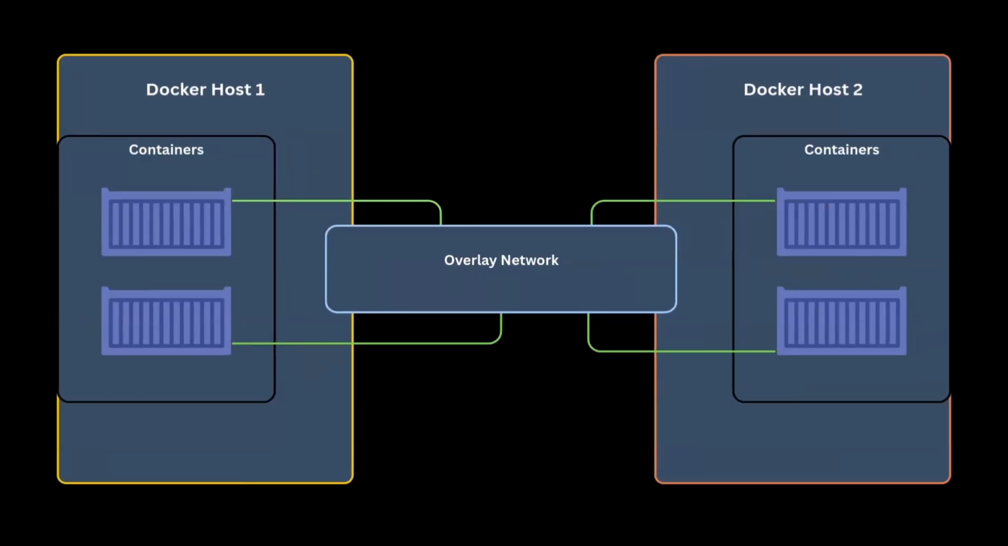An overlay network connects containers running on different Docker hosts. Docker creates a virtual network spanning multiple servers, allowing containers to communicate as if they were on the same network. It is used in Docker Swarm clusters.